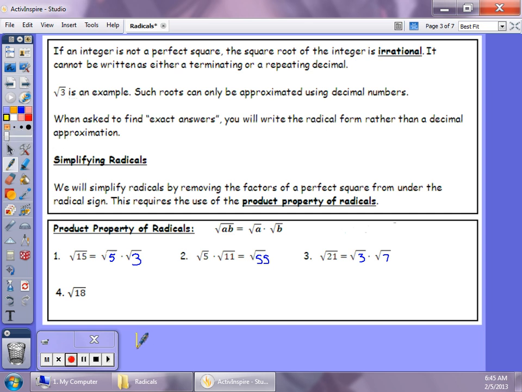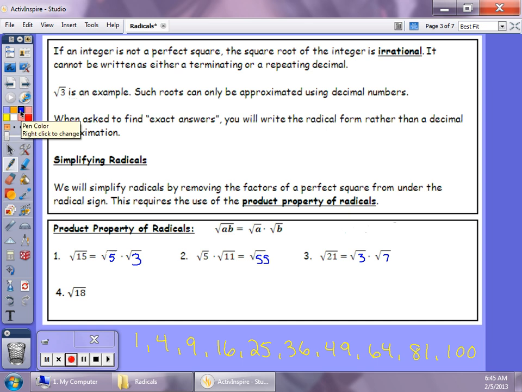We have perfect squares of 1, 4, 9, 16, 25, 36, 49, 64, 81, and 100. So what we're looking for is to see if there is a perfect square contained in a factor of 18.